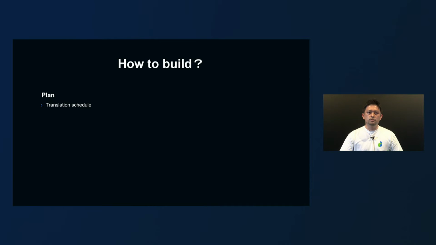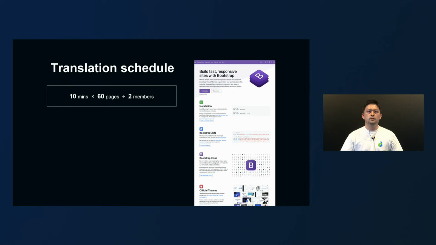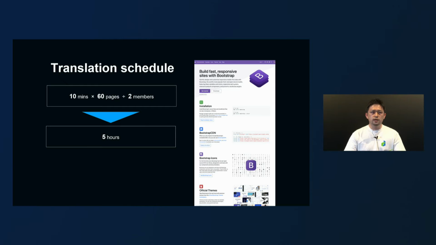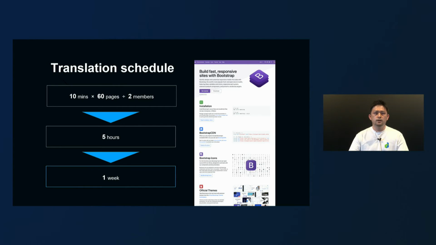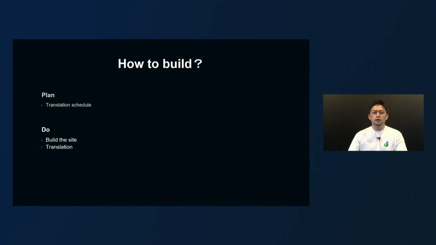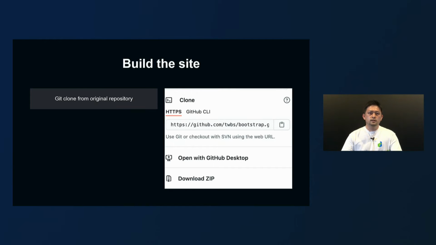So let me talk about the launch process and operation. We estimated the schedule: translating one page took 10 minutes, and there are about 60 pages. If we use 2 people, it's about 5 hours of work per person. If we use 1 hour per day, we estimated about 1 week. And of course, we contributed to OSS within work hours.